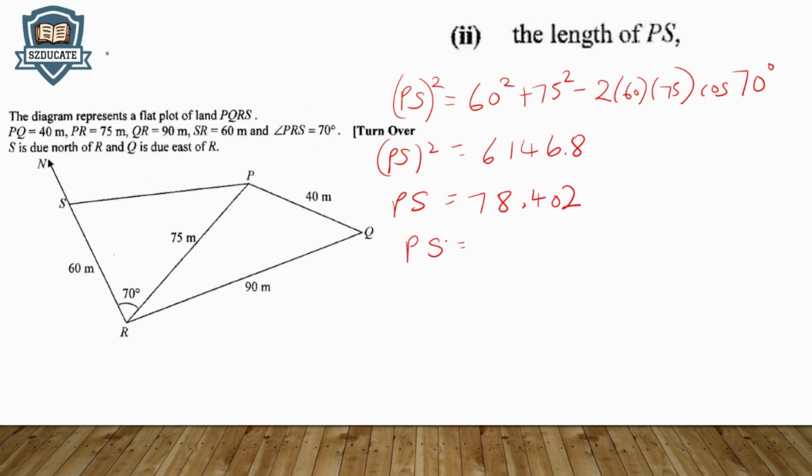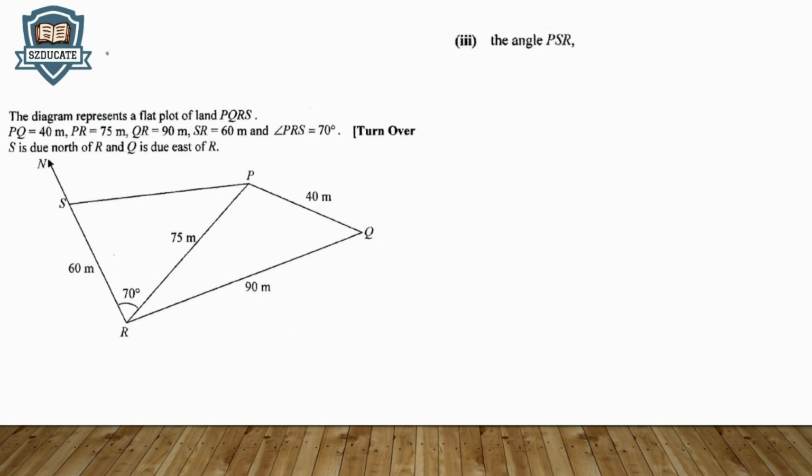Again, this is the final answer for part 2. So we round off to 78.4 meter, 3SF. I hope you're okay so far. Okay, if you have a problem, please leave them in the comment below. We can discuss this. Okay, part 3. The angle PSR.